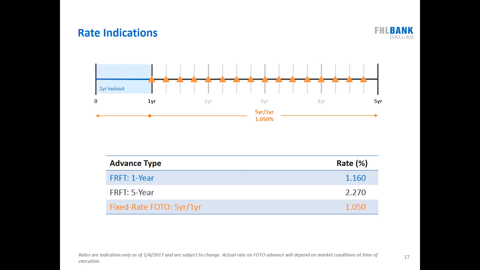We've again shown the 1-year lockout period as the shaded blue area and the quarterly option exercise dates as the orange triangles. At each of these option exercise dates, FHLB Dallas may terminate this put advance, meaning that the put advance may only last for as long as the 1-year lockout period, or it could extend to the full 5-year term.